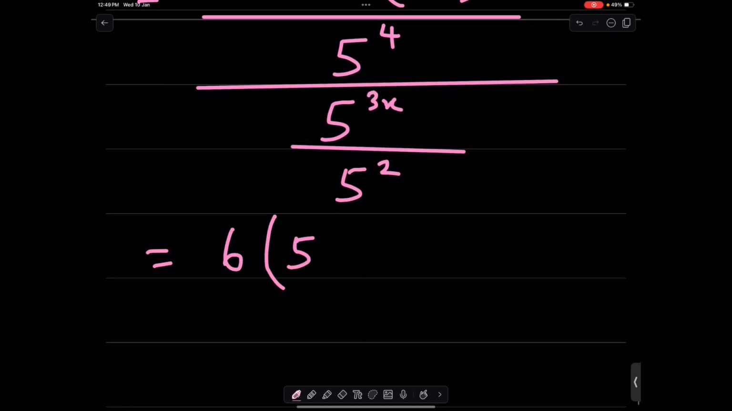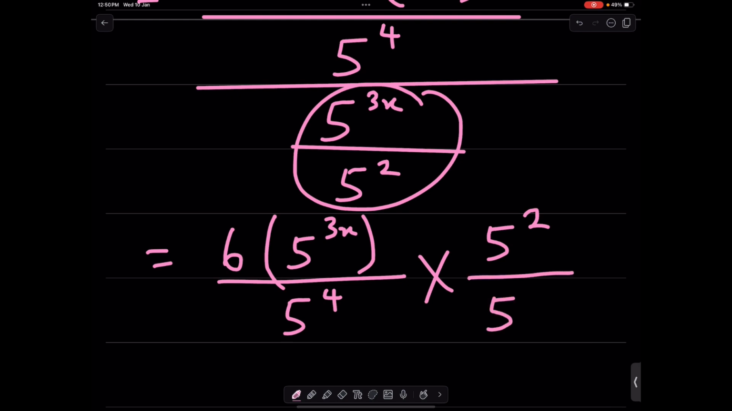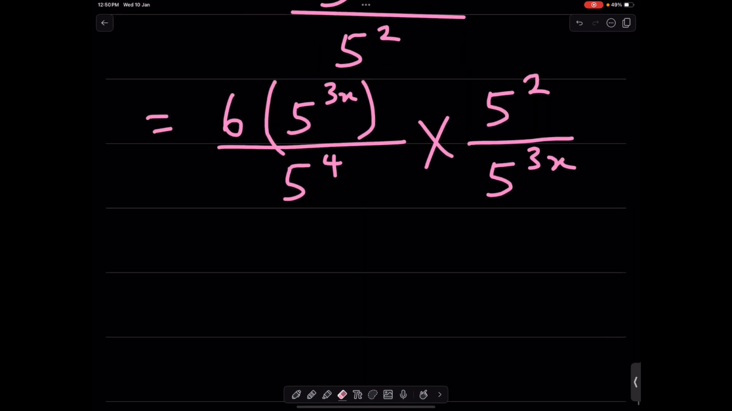6 times 5 raised to the power 3x all over 5 raised to the power 4 divided by 5 raised to the power 3x over 5 raised to the power 2 will be times 5 raised to the power 2 all over 5 raised to the power 3x. And what does that mean? That simply means 5 raised to the power 3x cancels 5 raised to the power 3x, and we are left with 6 times 5 raised to the power 2.